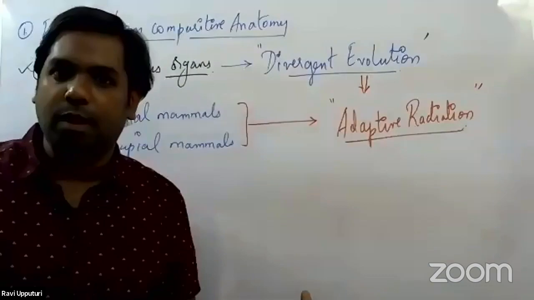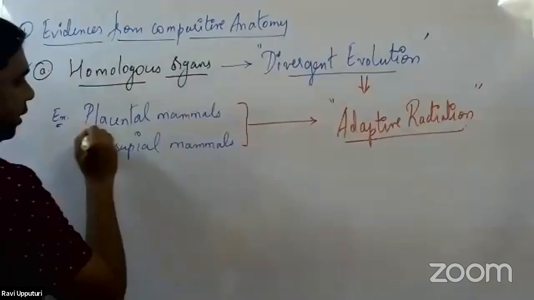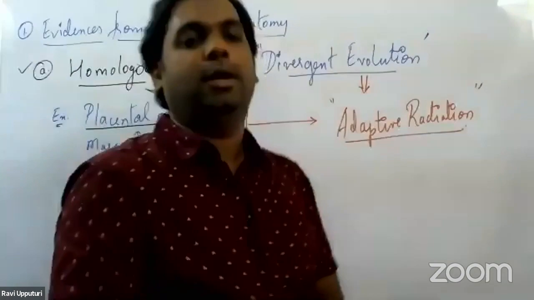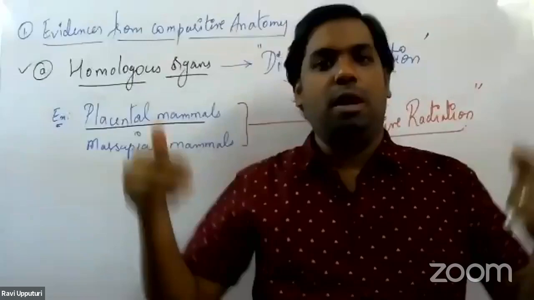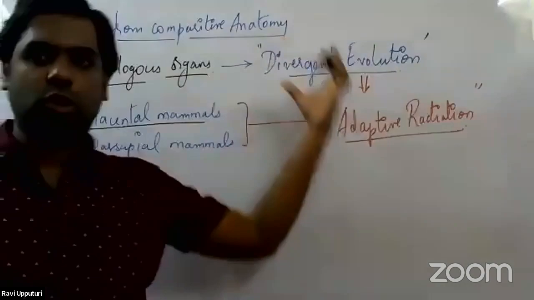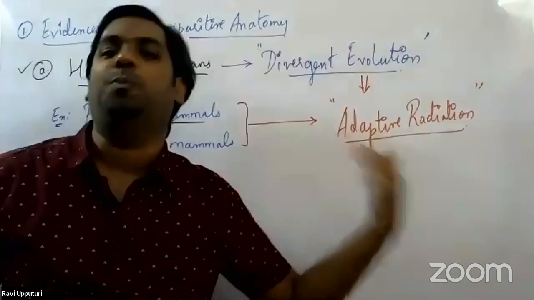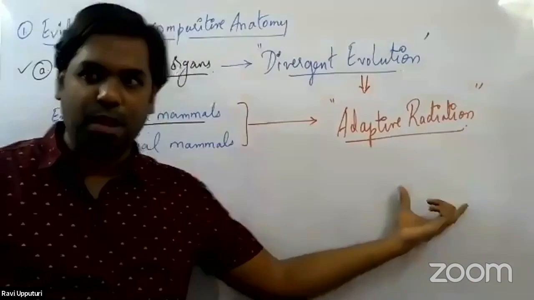These placental mammals were actually originated in one particular place, but due to some sort of environmental disturbances, these organisms started migrating from one place to different places, as a result of which they got evolved into different species. I think in your books you have the list of all these organisms. Placental mammals got evolved into almost 7 or 8 different species of organisms, leading to a process called adaptive radiation.